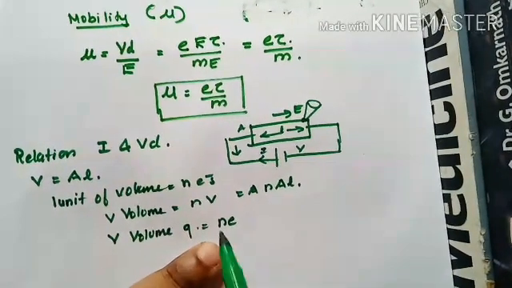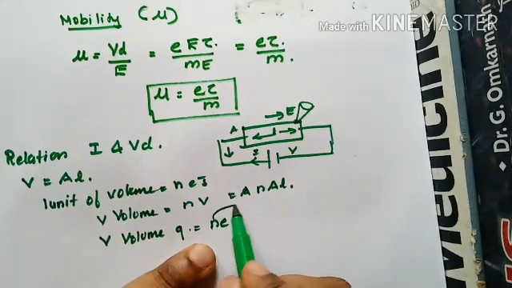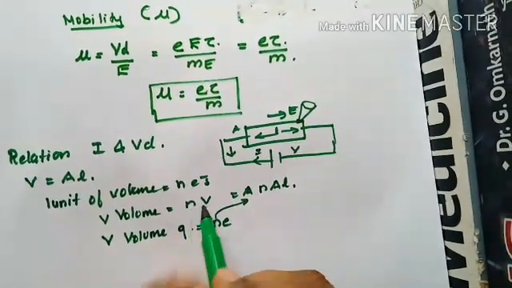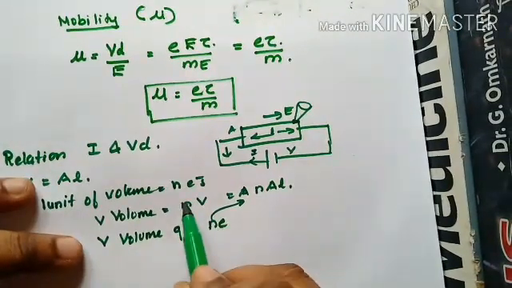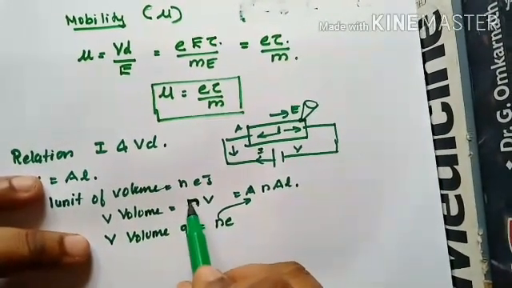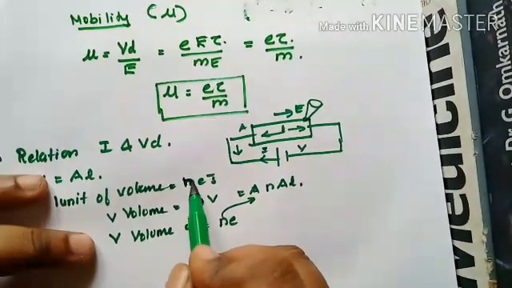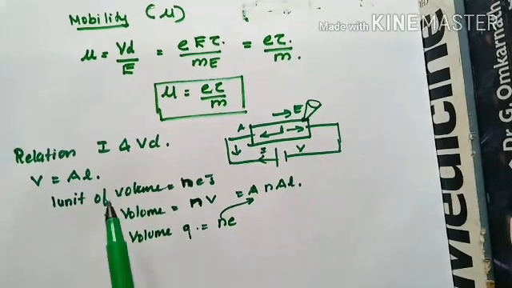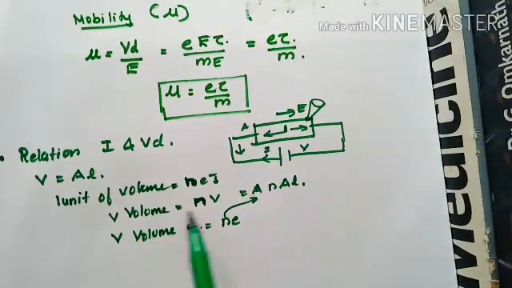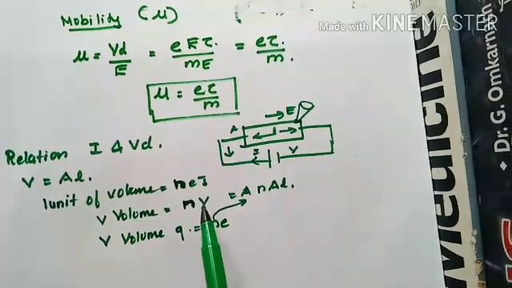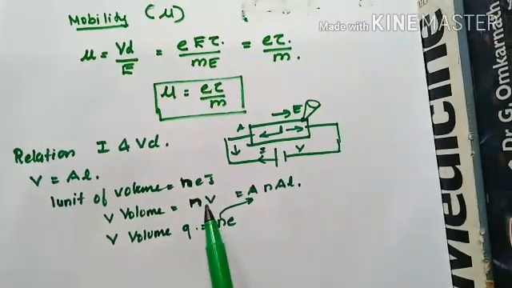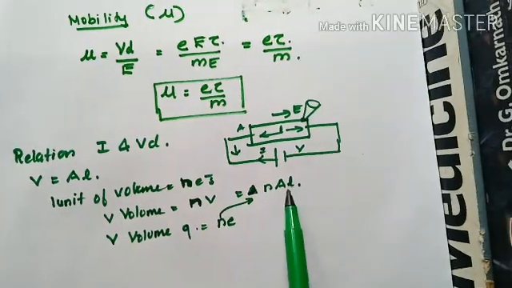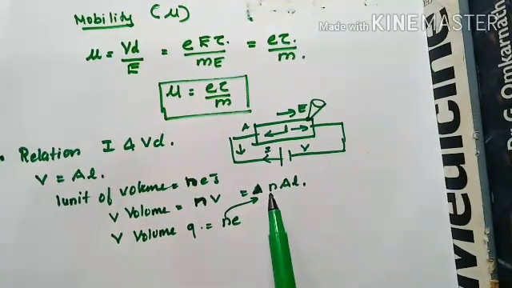I hope this much is clear. N into E. Here N is this much number of electrons. Let me make this one dark so that it will not be confusing. That means there are dark N number of electrons in unit volume. So V volume will be having dark N into V amount of electrons. In place of V, I just represented A into L. This much is clear. And you asked what is the charge in that much of volume.